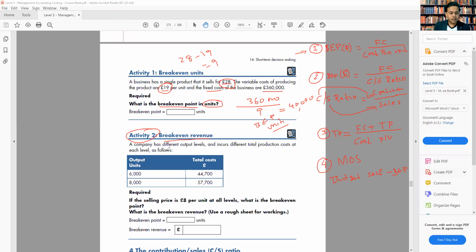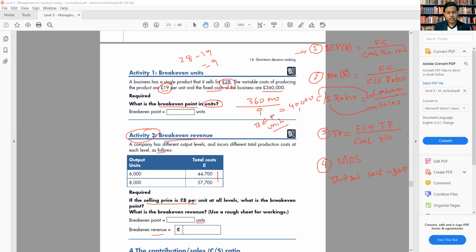The question is telling us a company has different output levels and incurs different total production costs at each level, as follows. We have a total output of 6 and 8, and the total cost of 44 and 57. The requirement here is the break-even point in units and the revenue both. Now we can see we don't have any variable cost and we don't have any fixed cost. We have only the selling price.